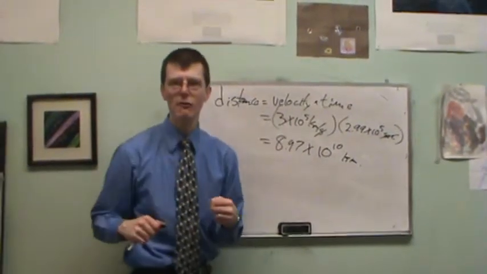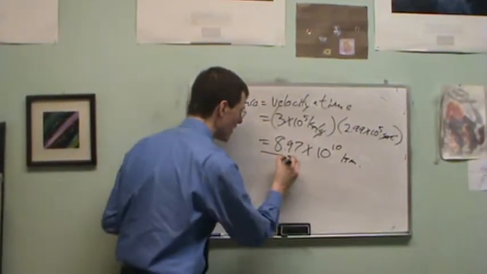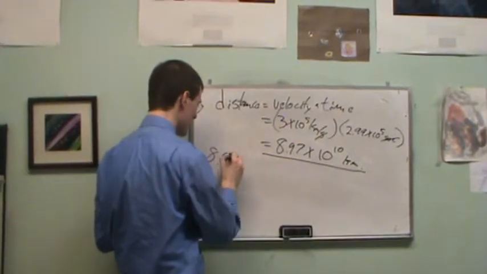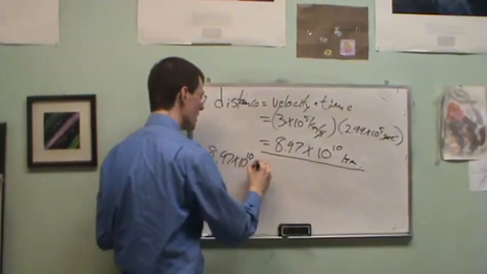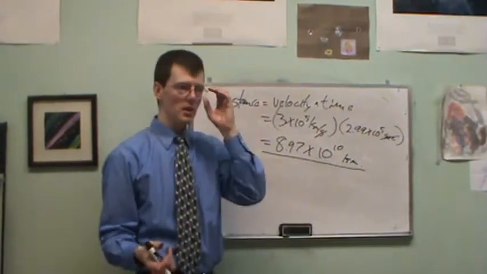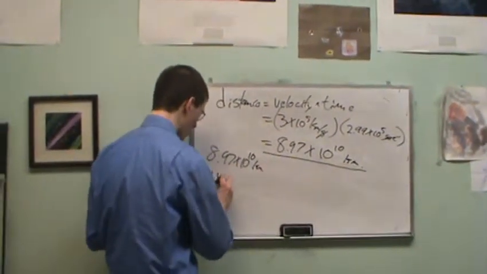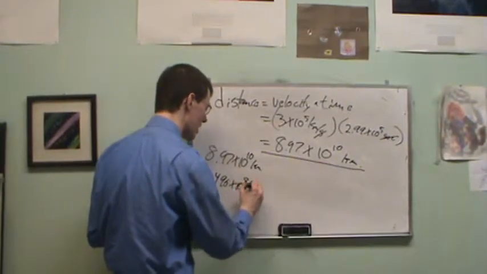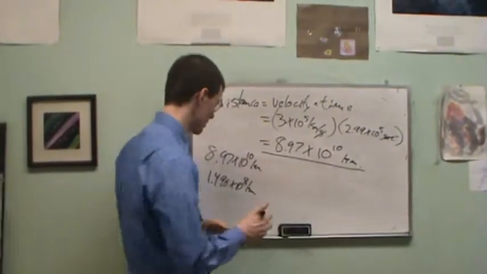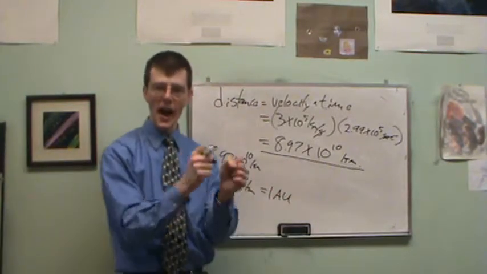So now suppose I'm mean for this problem and I say, now give your answer in AU. Now that I have the distance, I want to change it into different units. I have 8.97 times 10 to the 10th kilometers, and now I need to convert it. How do I do this? I have the conversion factor: 1.496 times 10 to the 8th kilometers. You don't have to memorize it, but know where it is. It's in your book, in the appendix. 1.496 times 10 to the 8th kilometers equals 1 AU, 1 astronomical unit.